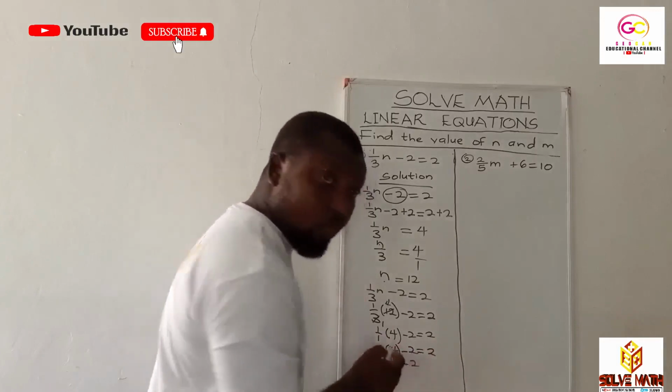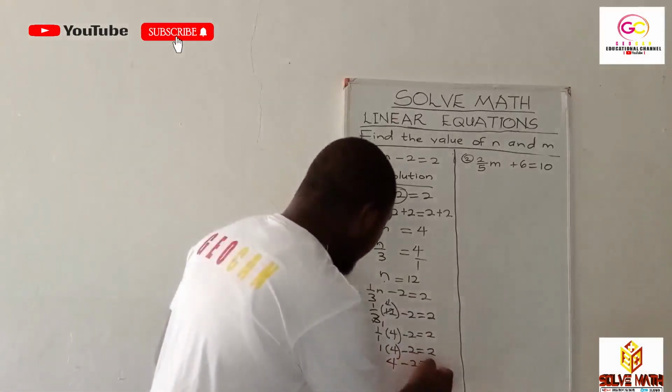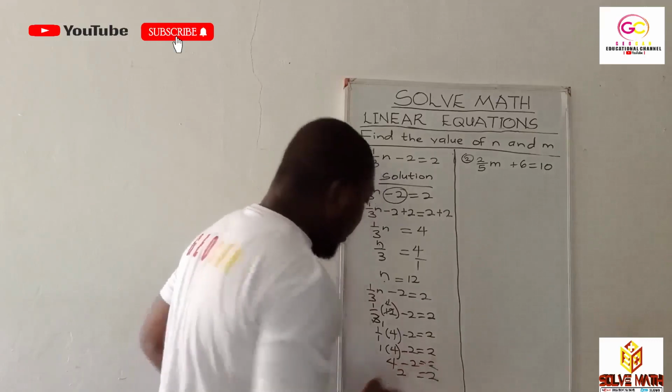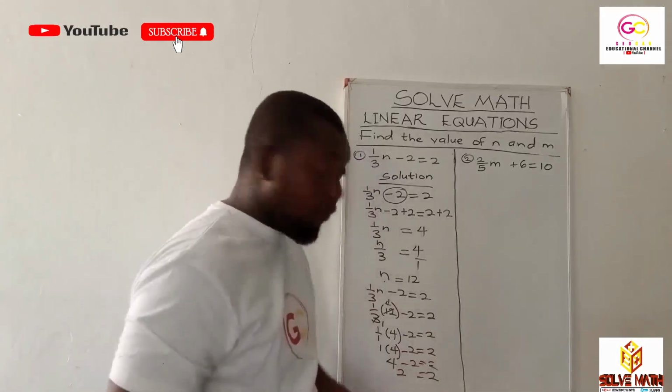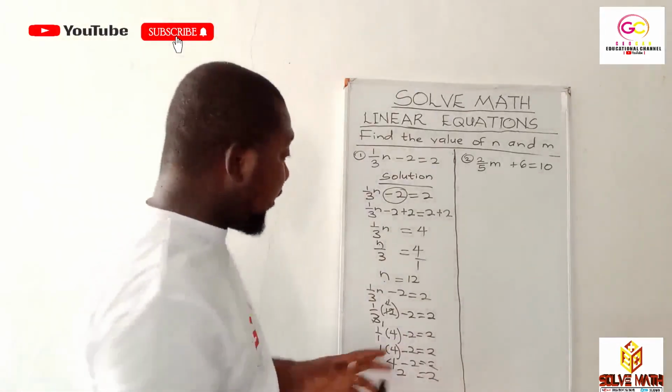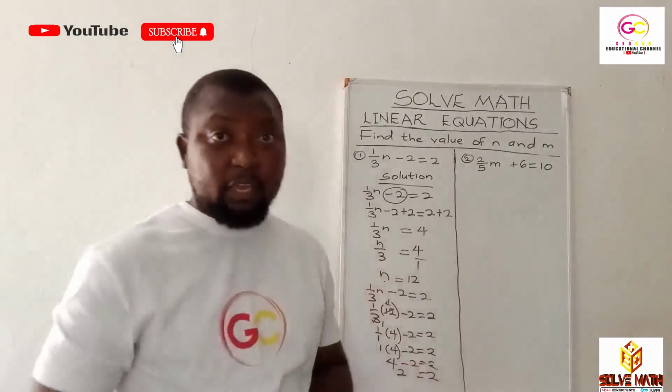So minus your 2. Okay? Good. Is equal to 2. Now 4 minus 2 is what? 2. Which is equal to this 2. Voila! The right hand side is equal to the left hand side. What it means is that n is really equal to 12.